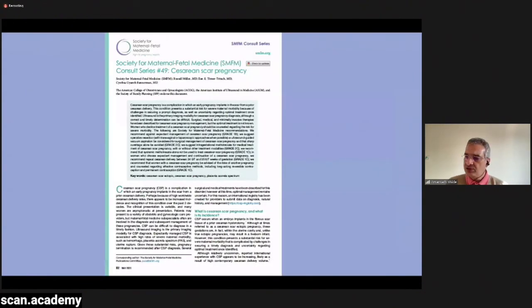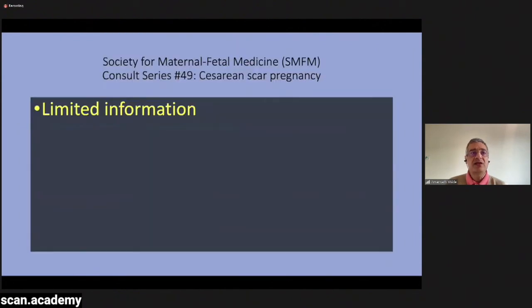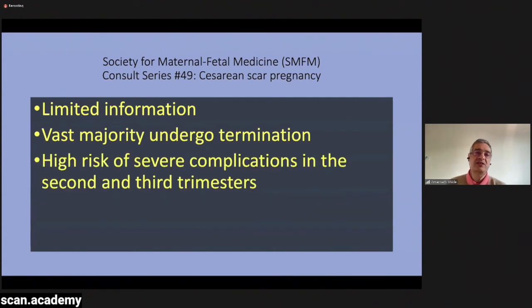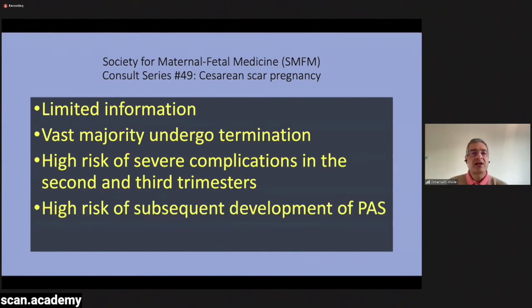Now, in 2020, the Society for Maternal-Fetal Medicine in America came out with a consult series document about cesarean scar pregnancy. In this document, they acknowledged that there is limited information, particularly about the natural history. The main reason is that the vast majority of these will undergo termination, so we don't know what happens to them had they not been terminated. But they acknowledged that there is a high risk of severe complications in the second and third trimesters, and a high risk of subsequent development of placenta accreta spectrum.